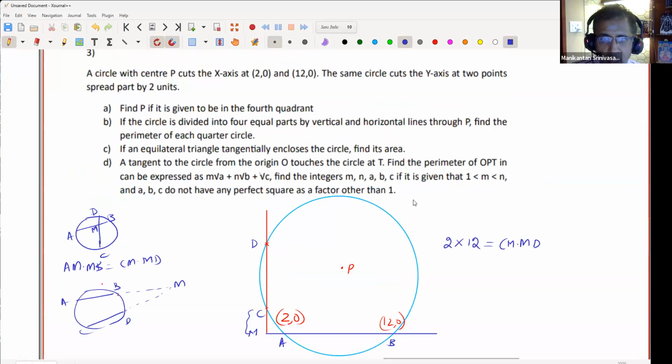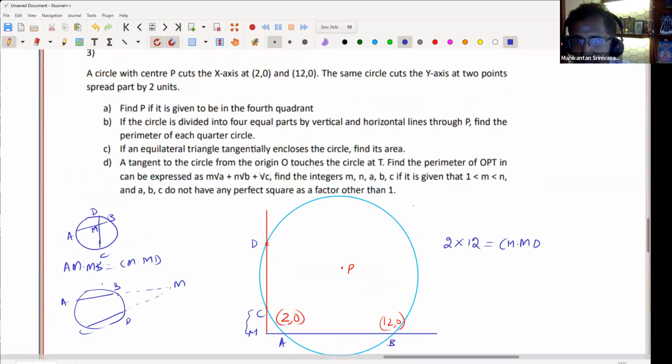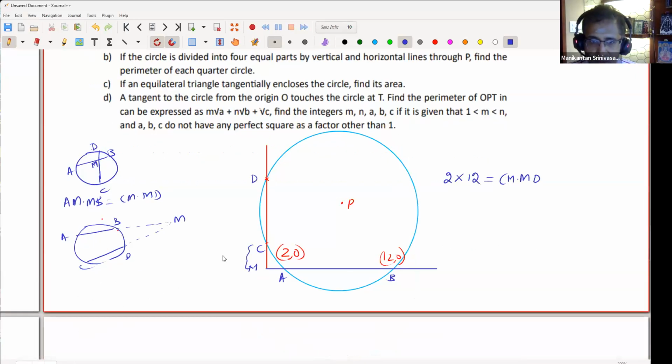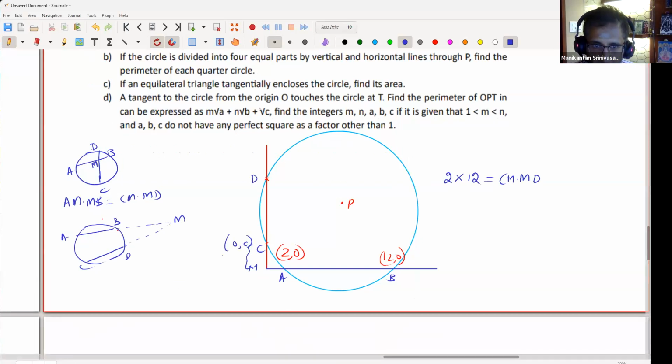Now, one other piece of information is given. The same circle cuts the y-axis at 2 points separated by 2 units. Meaning, let's call this point 0, small c, and therefore this point is 0, c plus 2.